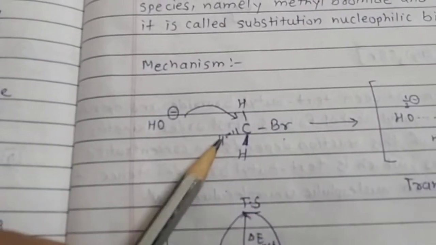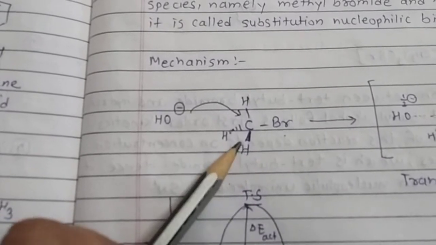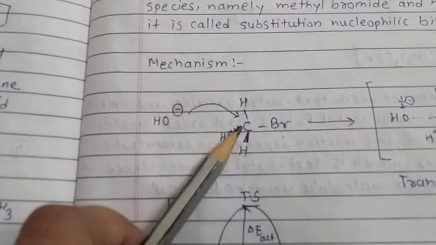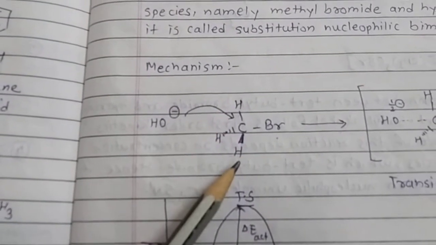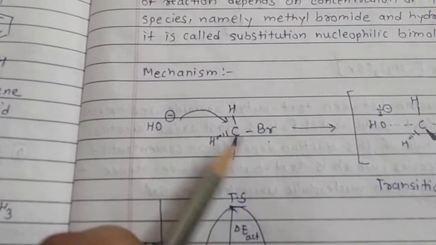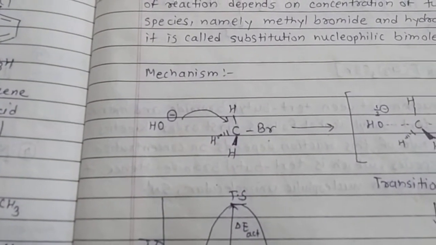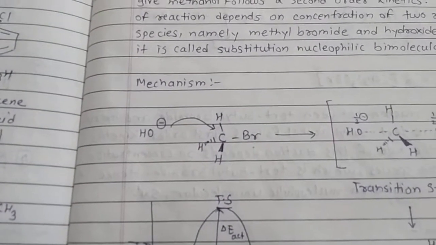So suppose instead of H here, here it is CH3 and here it is C2H5. So 4 different atoms are there if we consider this as CH3 and this as C2H5. So at that time this central carbon is known as a chiral carbon, and that kind of SN2 reaction is known as Walden inversion.